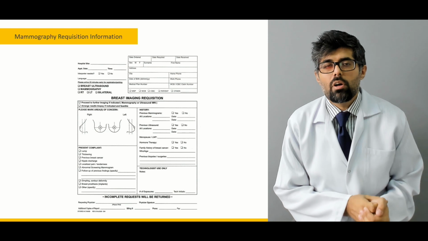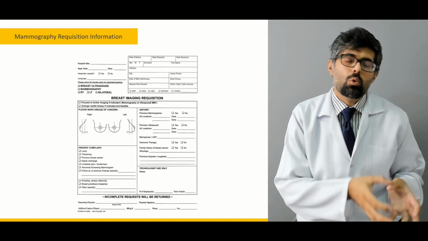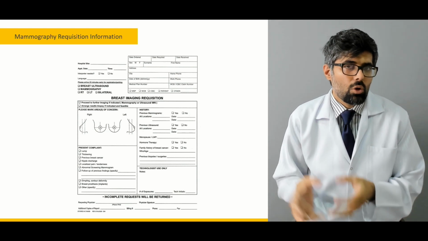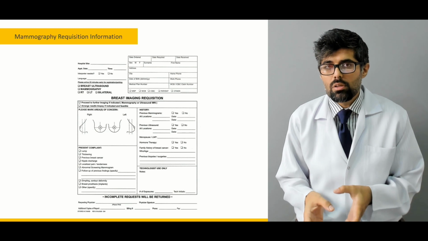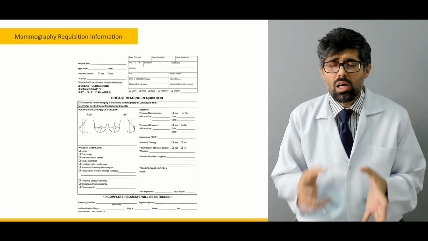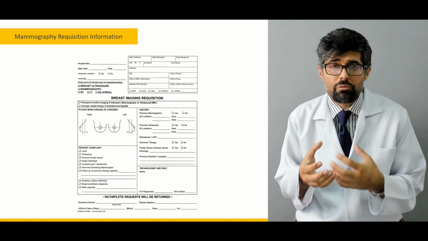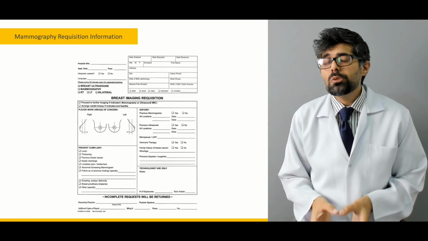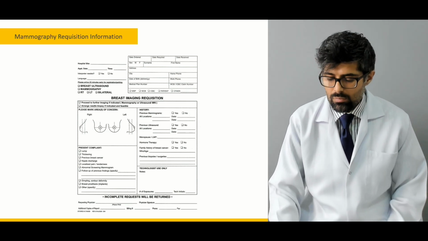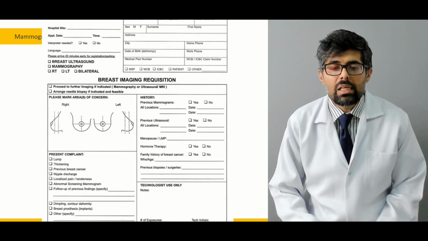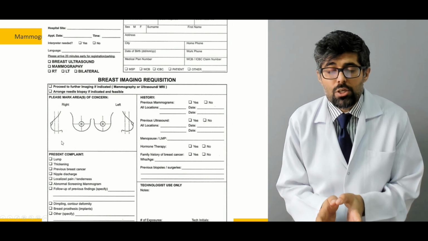Next, we have the mammography requisition form. Now, whenever a doctor requires a mammogram and his or her patient is not having yearly mammograms done, and there is suspicion of having some kind of mass, a lump, or it's palpable, or there's some kind of discharge, or there's some kind of dimpling on the breast, for such patient a requisite form is done.